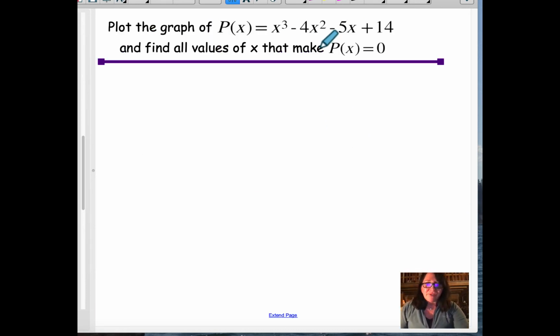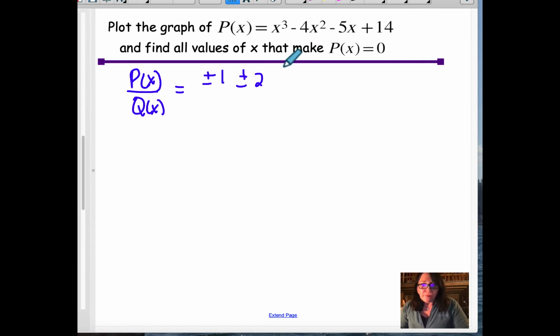Here's a problem. It says plot the graph of this. Find all the values of x that make p of x equal to 0. So they want all the factors. If I was using the rational root theorem, I'd have p of x over q of x. And then my factors of 14 are going to be plus or minus 1, plus or minus 2, plus or minus 7, and plus or minus 14. This is all over the coefficient of the highest power, which is x cubed. So that's just going to be plus or minus 1.